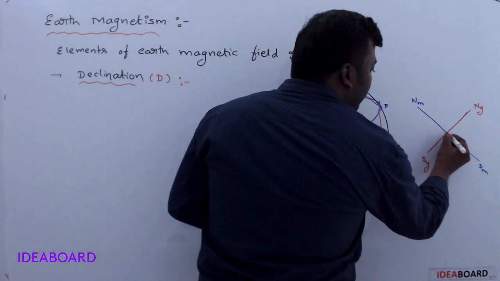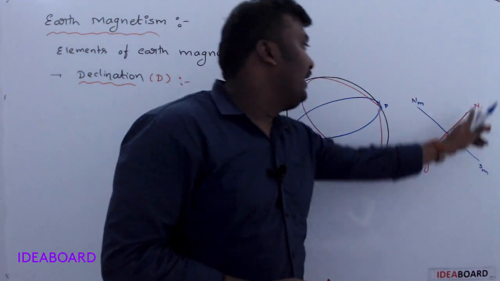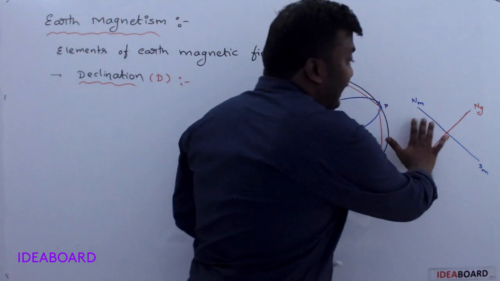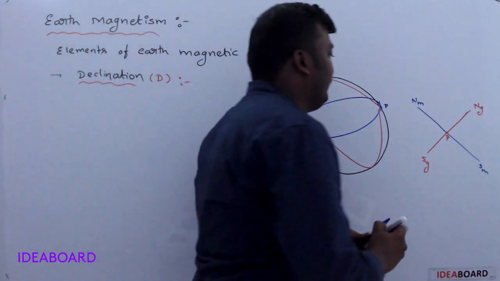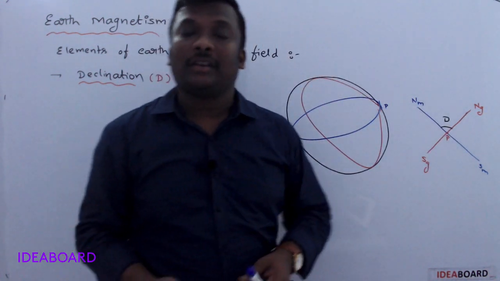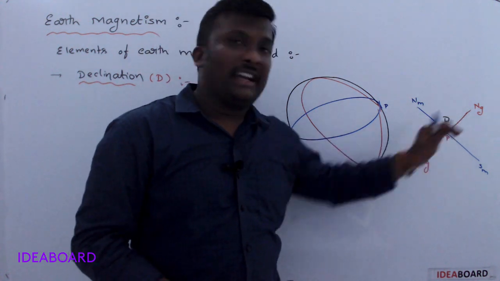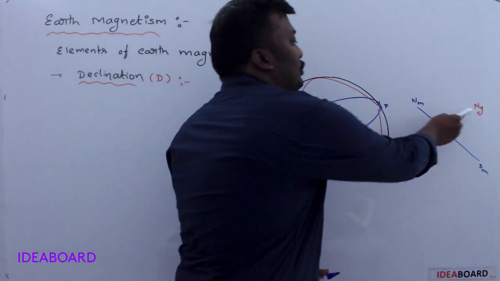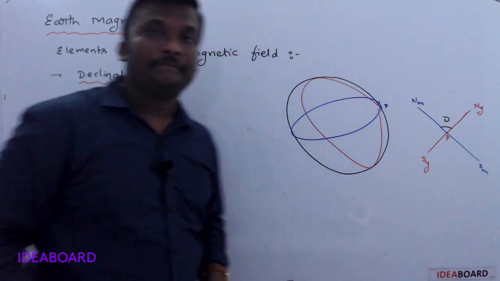So at point P, both the magnetic meridian and geographical meridian appear as intersecting straight lines. The angle between the geographical meridian and magnetic meridian is called declination. So simply, what is declination? Declination is the acute angle between the geographical meridian and magnetic meridian. Understand?